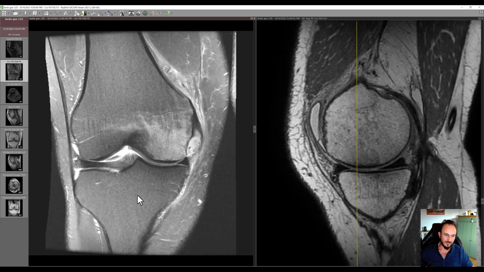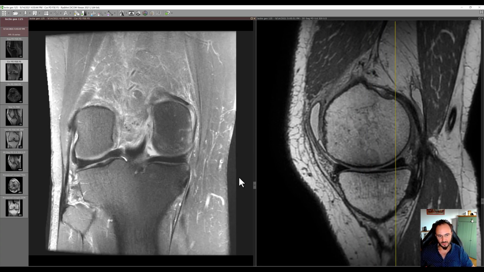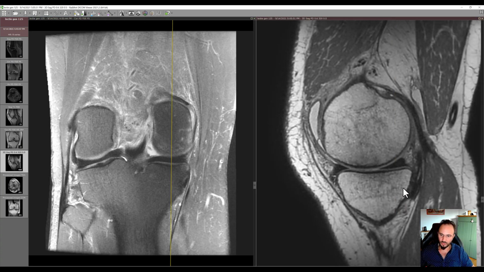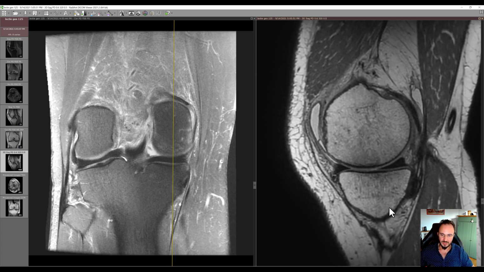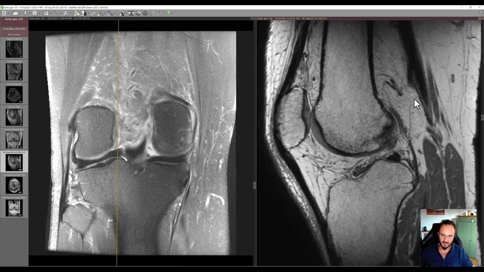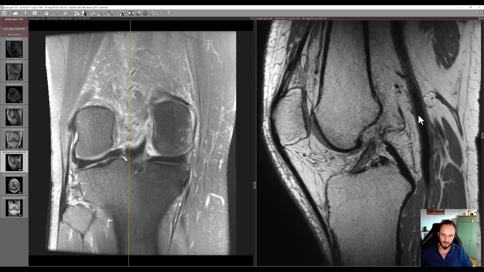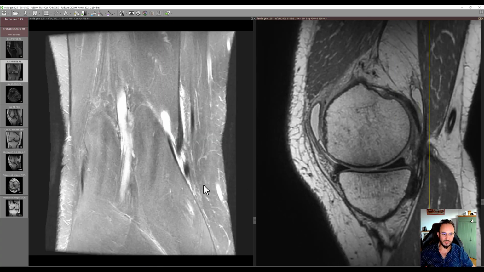Usually this SIF, insufficiency fracture, is associated with a posterior horn of the meniscus tear or a meniscal root tear. In this case, the patient had none, so I would expect a good outcome. I will keep you posted if it comes for a follow-up.